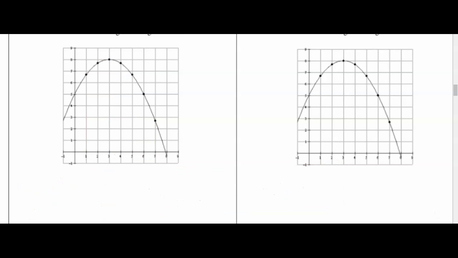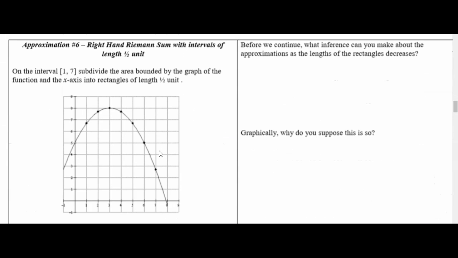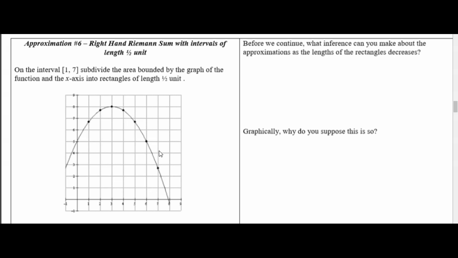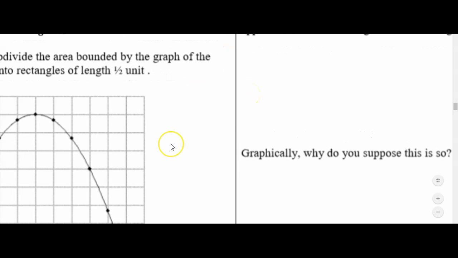We're going to move on to the midpoint Riemann sum. There's a couple more right Riemann sums that you can do. I guess this is one question to think about before we go on. Before we continue, what inference can you make about the approximations as the lengths of the rectangles decrease? So they're talking about the distance along the x-axis. So essentially, let me just draw some right Riemann sums for us. I don't think we need that question there anymore. We can remember what they were asking.